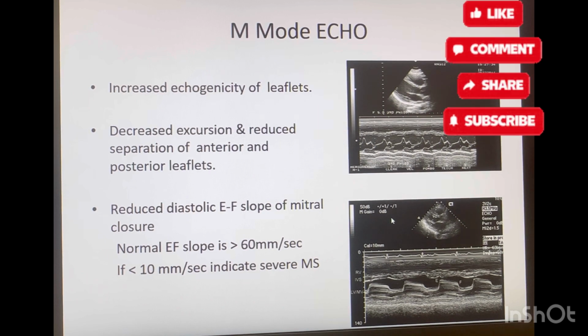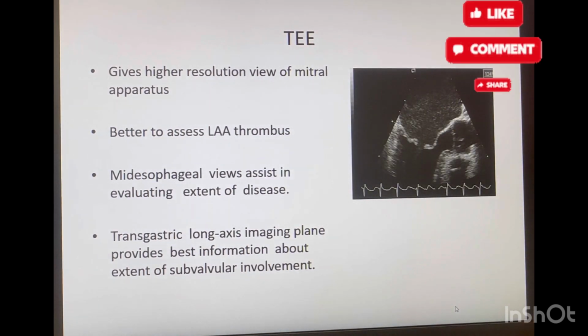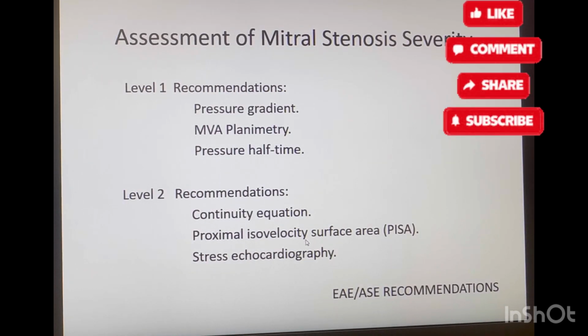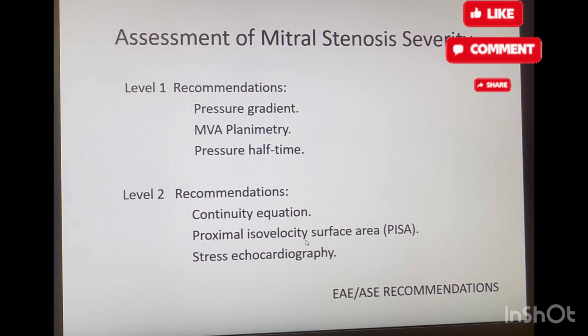So the M mode of the mitral valve is also very important to know. So this is how the mitral M mode looks like. TEE we are not going to discuss, and these were the main causes and also their process and how it looks like. In the next vlog, we are going to discuss about the severity criteria or the quantification of the mitral stenosis.